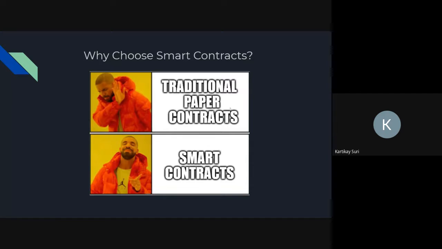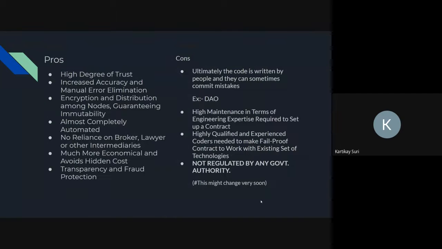So why should we choose smart contracts? What are the benefits of smart contracts over traditional paper contracts? Surely it must be something that goes beyond just the environmental concern, right? On the left side, we have the pros, and on the right side, we have the cons, which have been briefly mentioned. Now, these are all pretty self-explanatory, but I will still be going over them in a brief manner.